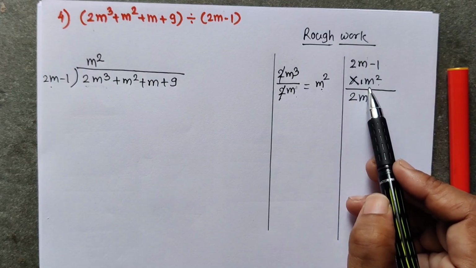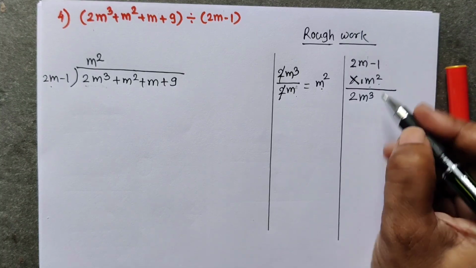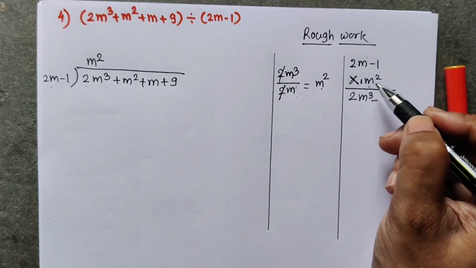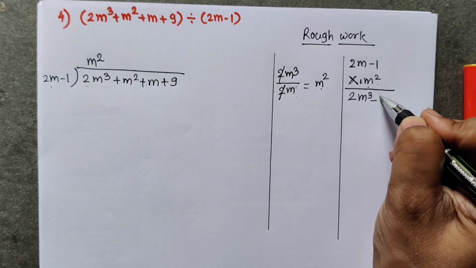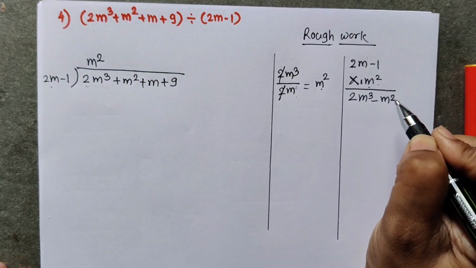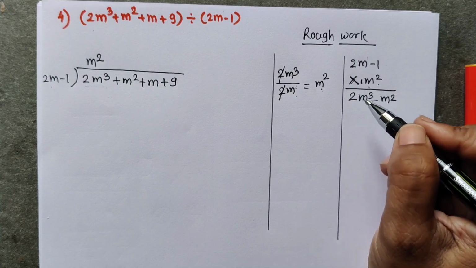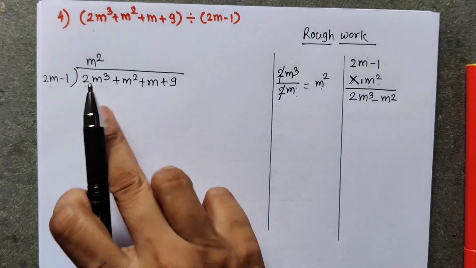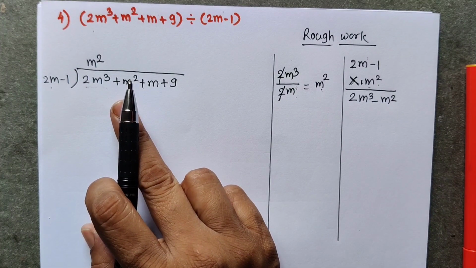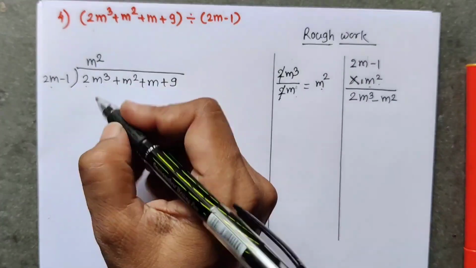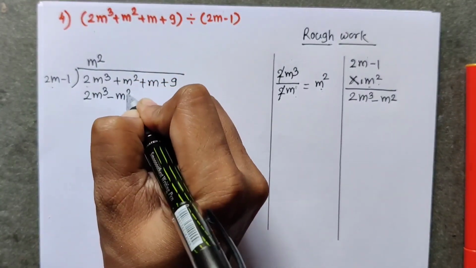So first term multiply by this m square, we are getting 2m cube. Now minus sign is there, put the minus sign. 1 multiply by m square, 1 multiply by any number, answer is that number. So 1 multiply by m square will be m square. So this 2m cube minus m square we will be writing below this dividend. So let us write 2m cube minus m square.